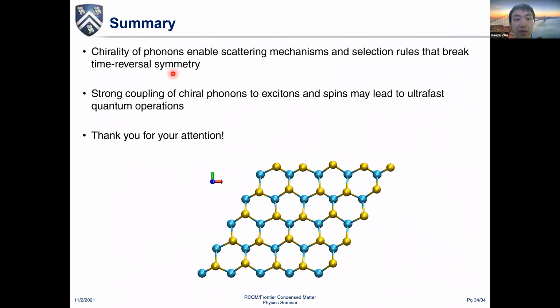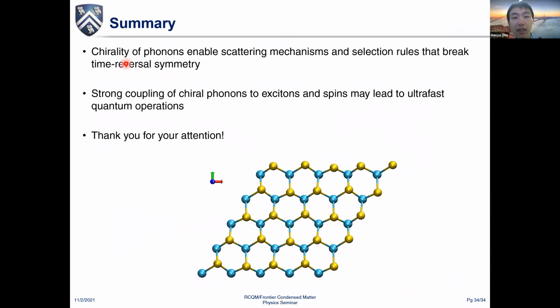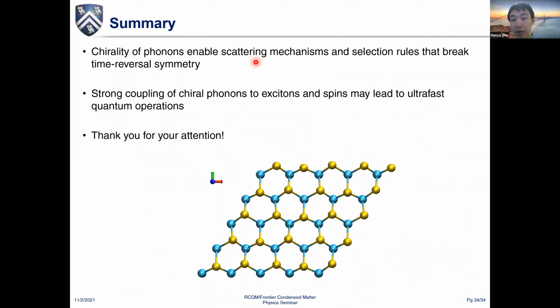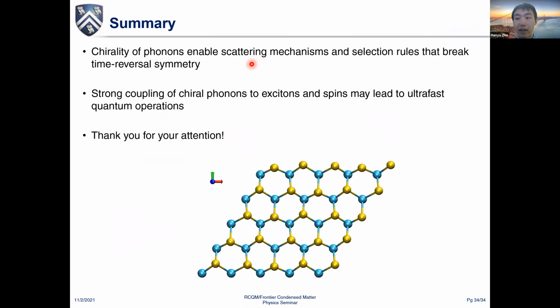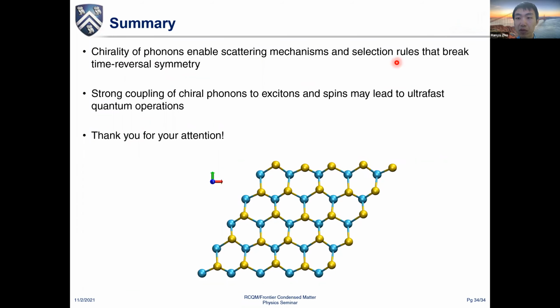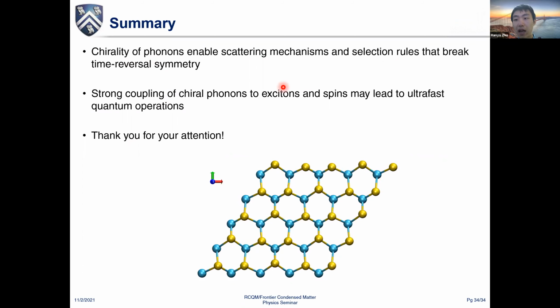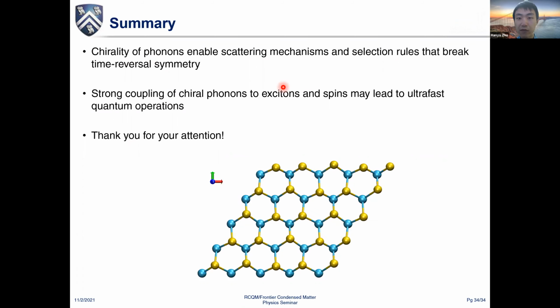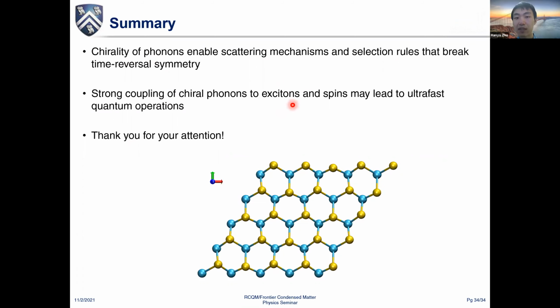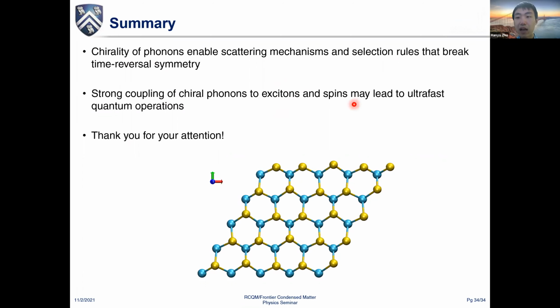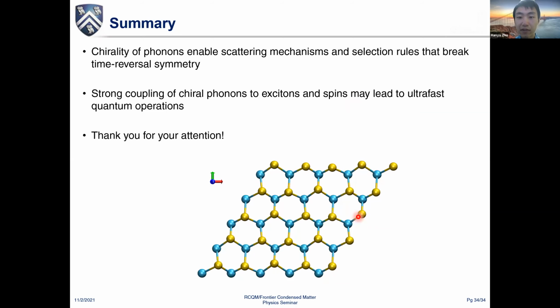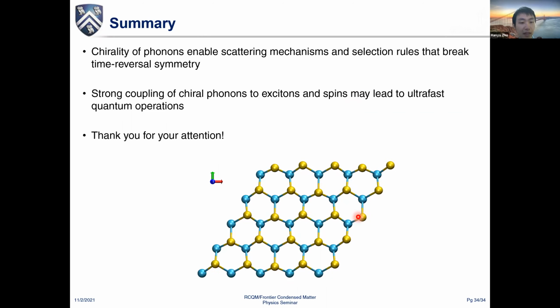So to summarize, the chiral phonons enable asymmetric scattering and chiral selection rules that break time-reversal symmetry. So that causes the coherent chiral phonons to directly couple with excitons and spins, and potentially can lead to ultrafast terahertz quantum operations. With that, thanks for your attention, and I look forward to questions.